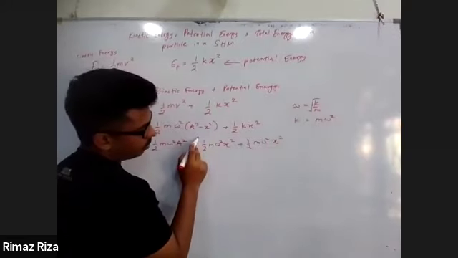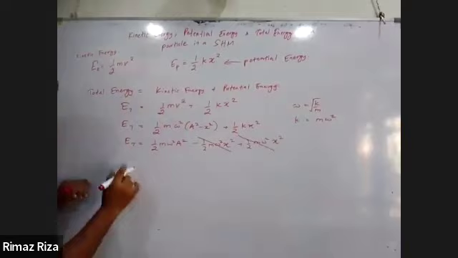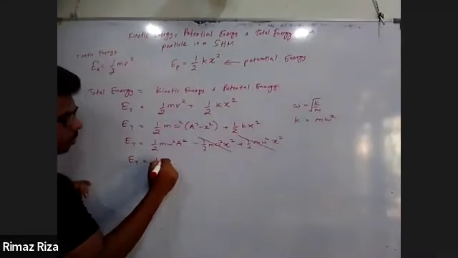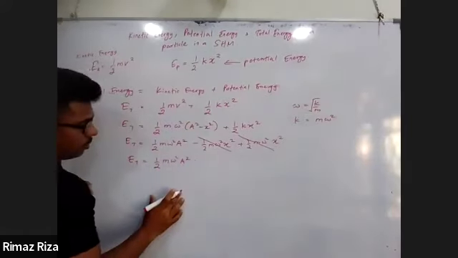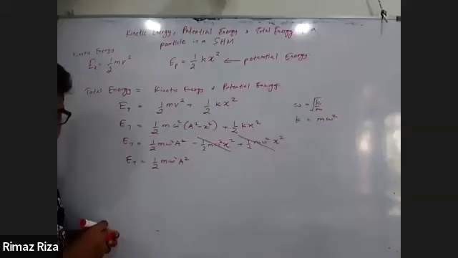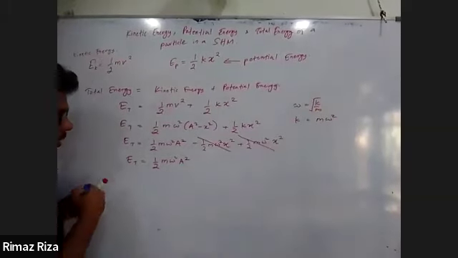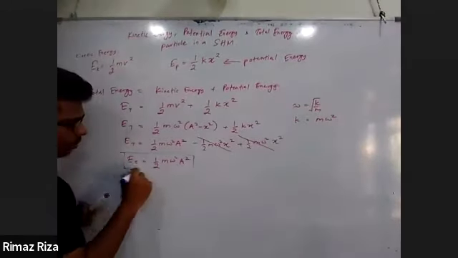So you can see minus m omega squared x squared plus m omega squared x squared cancel. So we get the total energy half m omega squared a squared. So this is the total energy of the particle in a simple harmonic motion.